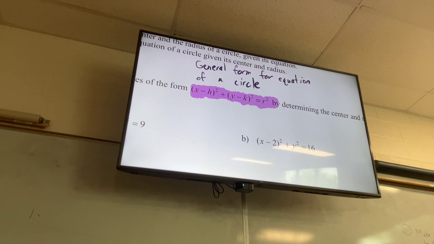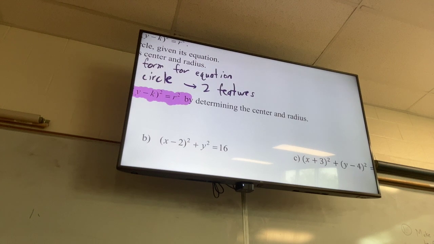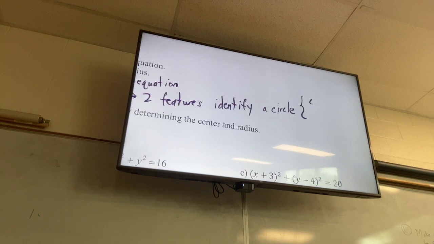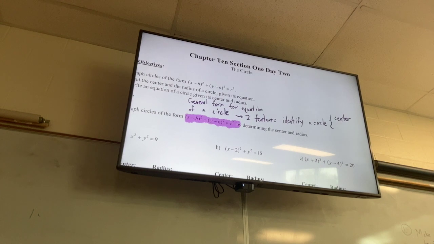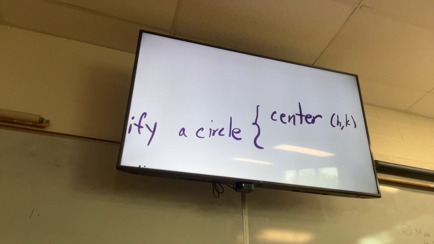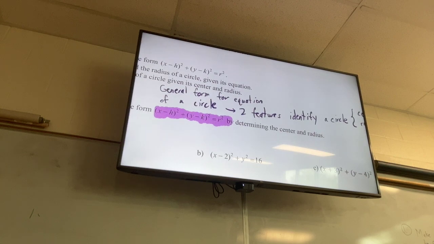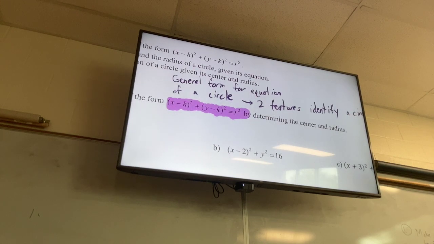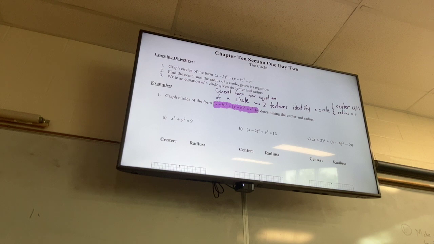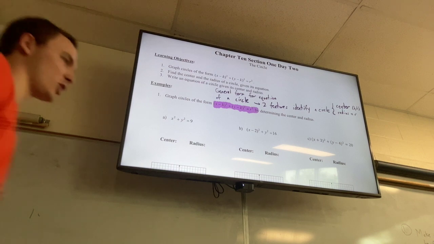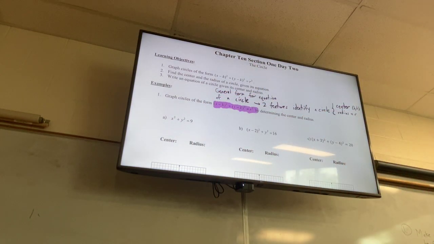Okay, a circle has two features. Two features that identify a circle. It has a center and a radius. The coordinates of the center are h comma k. The radius is equal to r. So a circle has a radius and a center. If you know those two things, you can graph the circle.